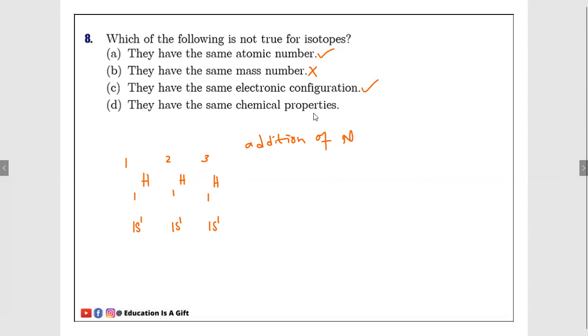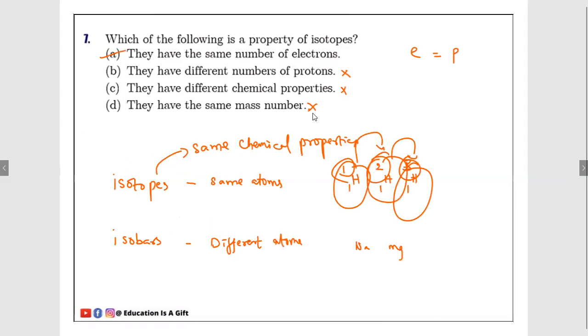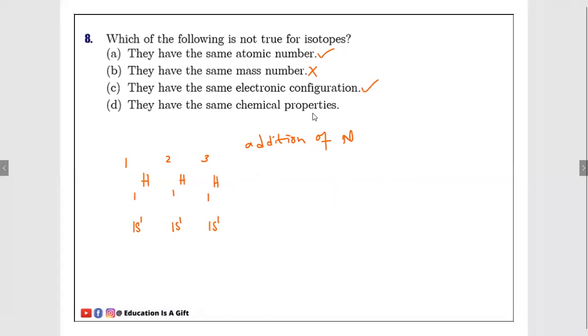They have same chemical properties. Yes, as we discussed in 7th one, all isotopes will have same chemical properties. This is also correct. This is wrong. So answer is B. They have same mass number? No, they don't have same mass number.